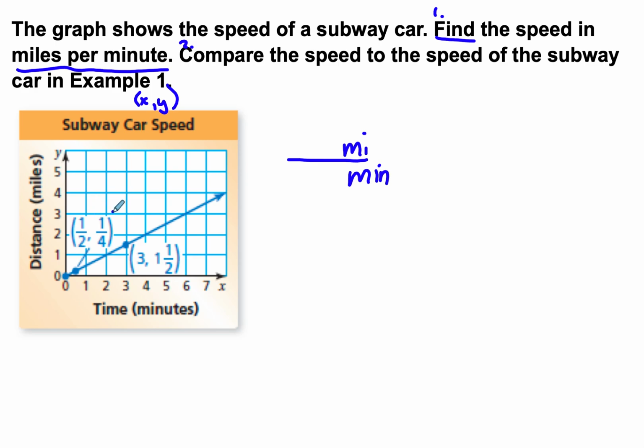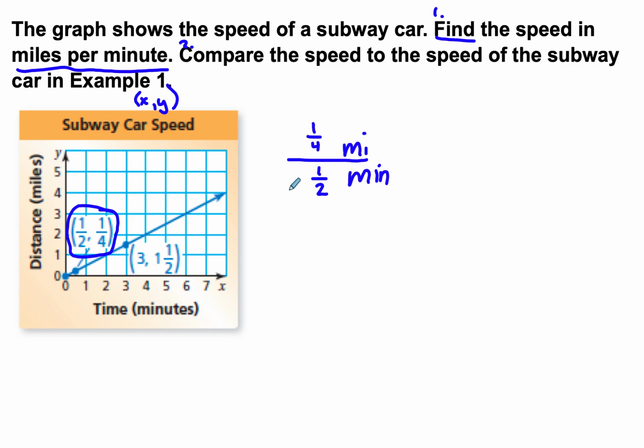So I'm going to pick this first point, 1/2 and 1/4 to use. The first number is our minutes number, so that's 1/2. On our rate, it's going on the bottom because it said miles per minute. And then our second number is our y, which is miles, so that's going to be 1/4. So our compound fraction here is 1/4 mile for 1/2 minute. So this means 1/4 divided by 1/2.